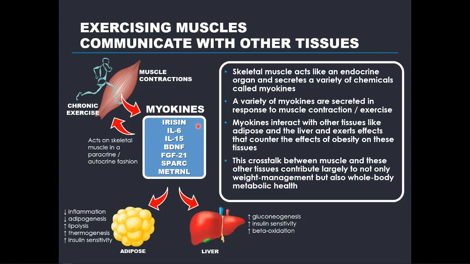Now, these myokines circulate and can interact with other cells in the body, such as those in adipose and the liver. These myokines have been shown to exert positive effects on these cells, especially in adipose and the liver, and these effects can counter obesity in general. So some of these effects are highlighted here next to each of these organs, and also listed in more detail in the notes of your PowerPoint.